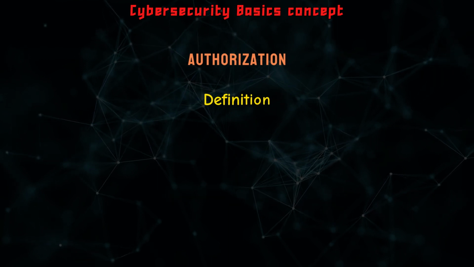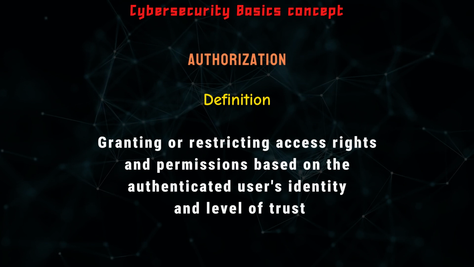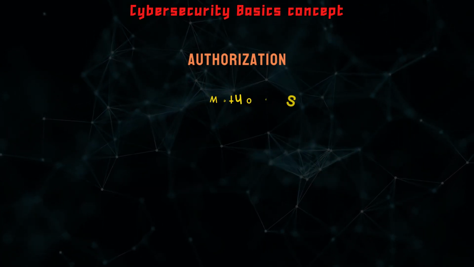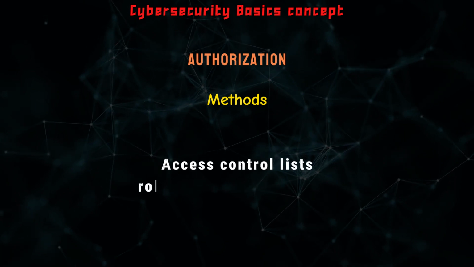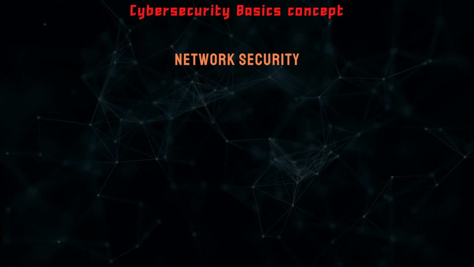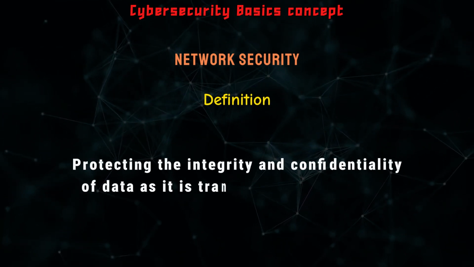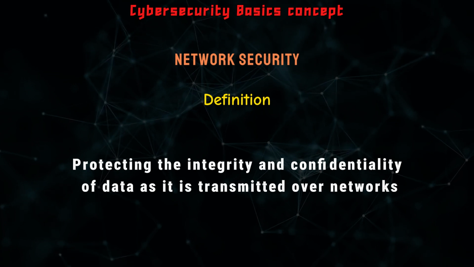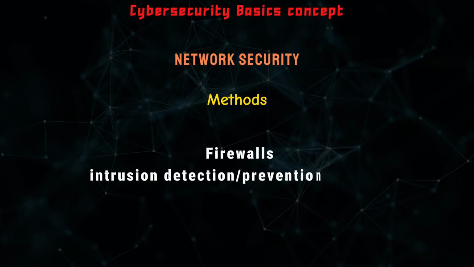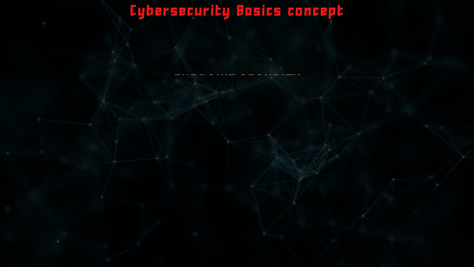Authorization. Definition: granting or restricting access rights and permissions based on the authenticated user's identity and level of trust. Methods: access control lists, role-based access control. Network security. Definition: protecting the integrity and confidentiality of data as it is transmitted over networks. Methods: firewalls, intrusion detection and prevention systems, virtual private networks.